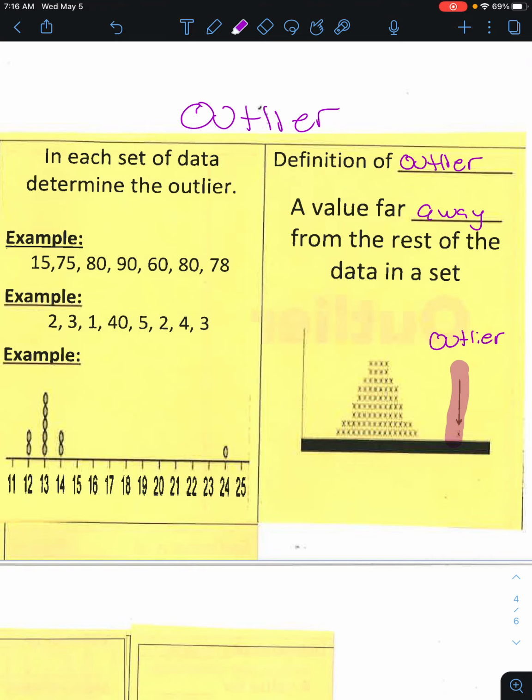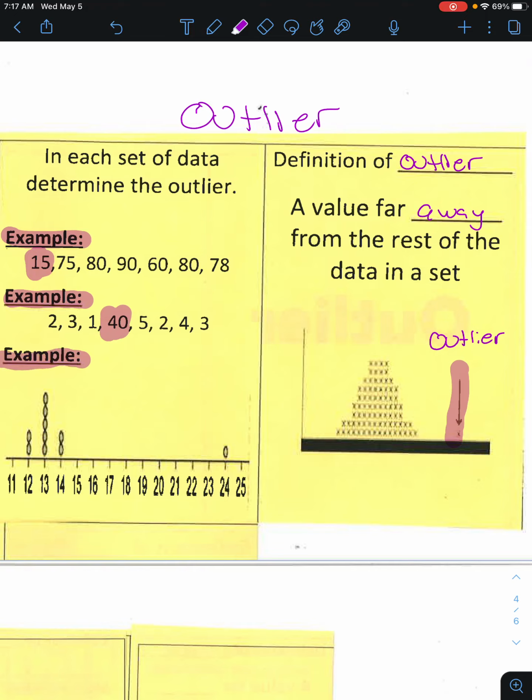Let's do our first example. Identify the outlier. The outlier here would be 15 because the rest of the data is quite higher. Example number 2. Find the outlier. The outlier here would be 40 because all the other numbers are quite small.